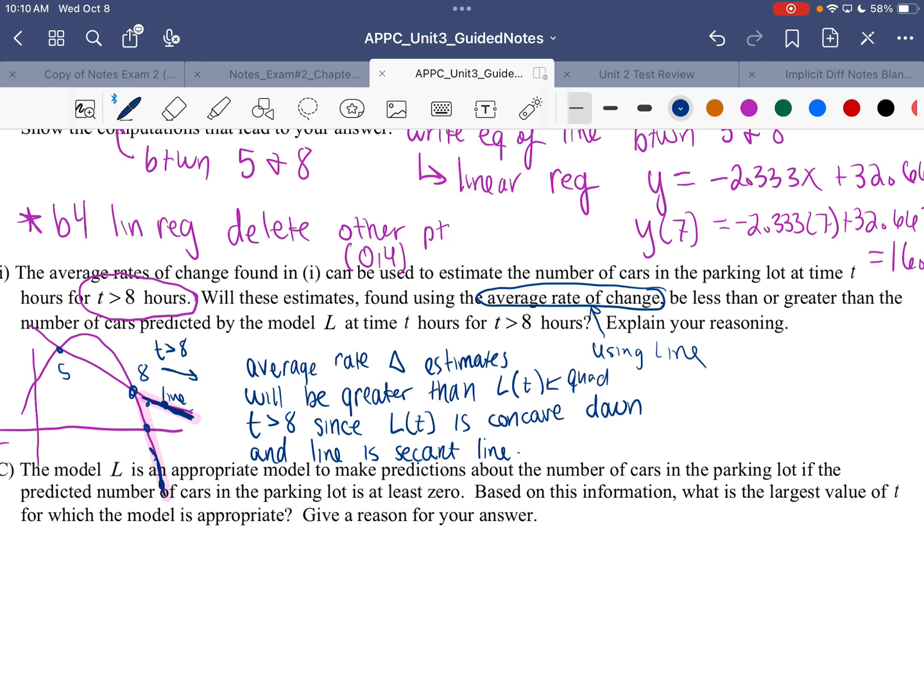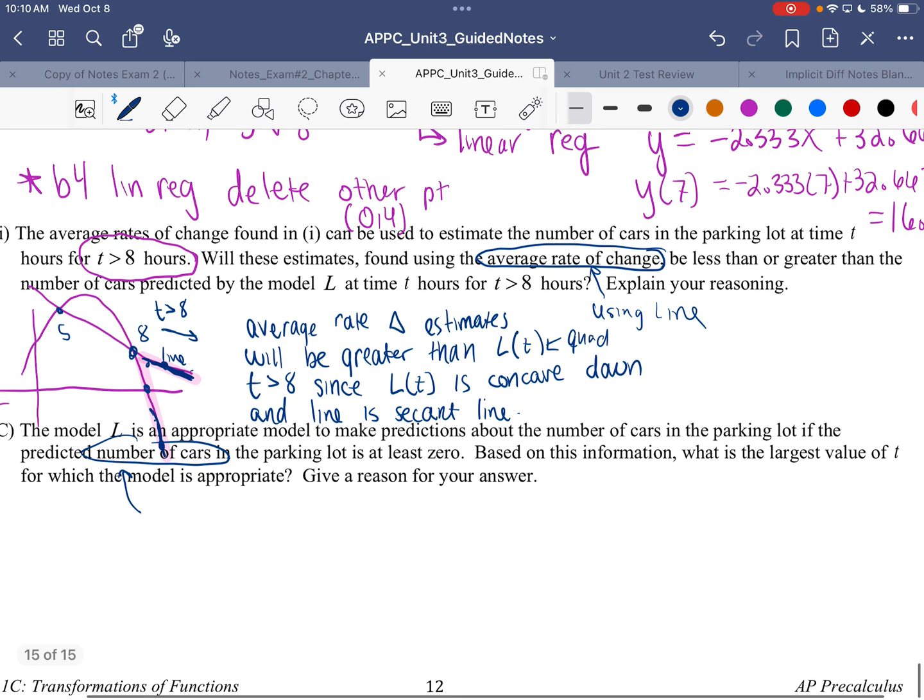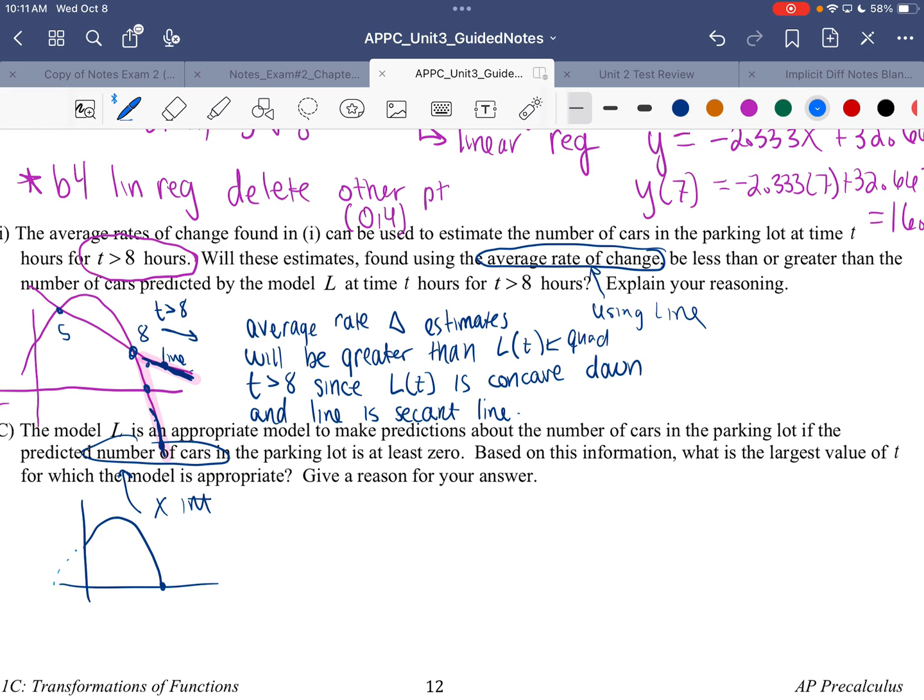That's at least 0. Based on this information, what's the largest value of t for this model? So we're talking about where the number of cars is 0. What does that actually mean? Number of cars being 0. The x-intercept. And we have a model that's doing like this. How would you find the x-intercept on your model? Just where it touches the x-axis, right? There is technically going to be an x-intercept over here. Will that make sense in the context of the question? Being negative? Right, so we're not going to have any negative x-intercepts.